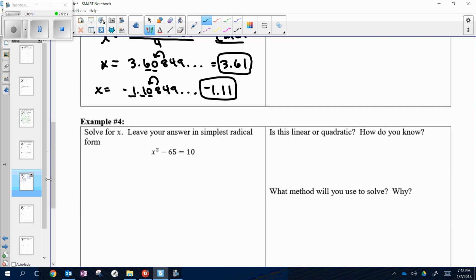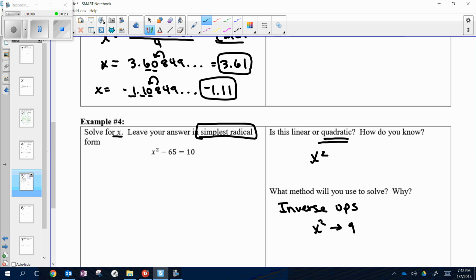And finally, example 4, solve for x. Leave your answer in simplest radical form. It's a quadratic. I see the x squared. Ooh, I like this one. There's no other x. So I'm going to use inverse operations. It's just x squared. That's easy to get it alone. If there's an x in there, I can't. But if there's nothing else, all I'm going to do is add 65 over to the other side.